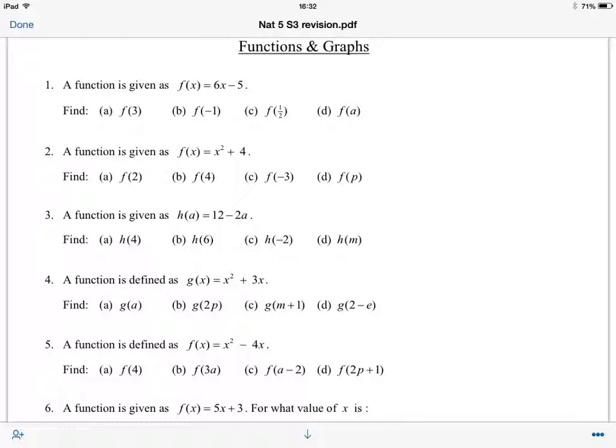This is the set of questions that are available in your revision booklet for functions. We're going to go through a couple of the questions together. I'm going to put the question up first and then go through the working. What you might want to do is look at the question, pause the video, try to do the working yourself, then play and see if you get the same answer as me.